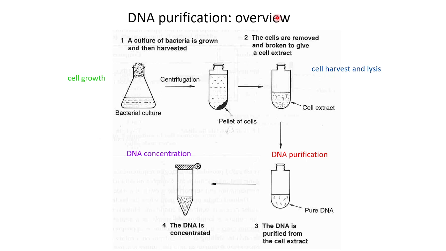So that is the entire overview that I discussed before. First you grow the cells, you harvest and lyse them, then you purify them and you check the DNA concentration. You can use them for recombinant purposes, you can send them for DNA sequencing, and also for different DNA studies.